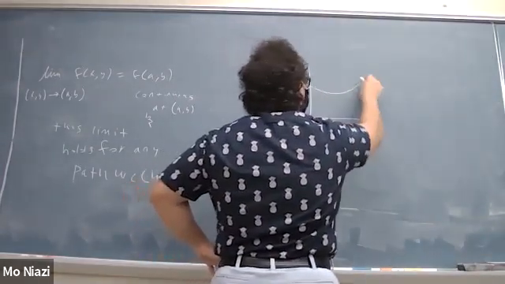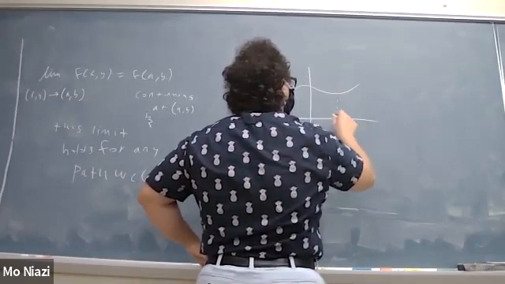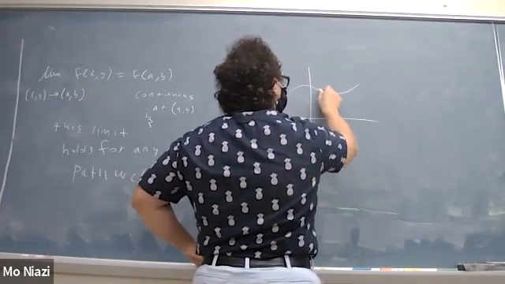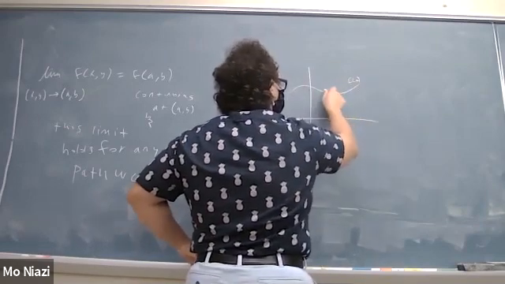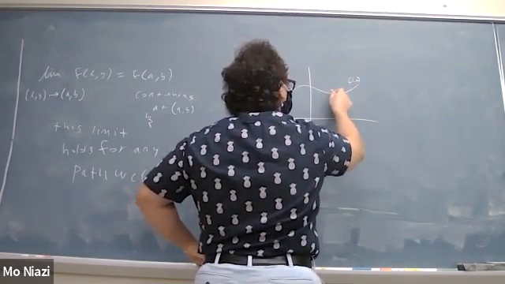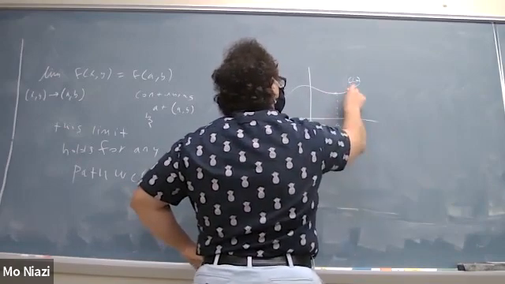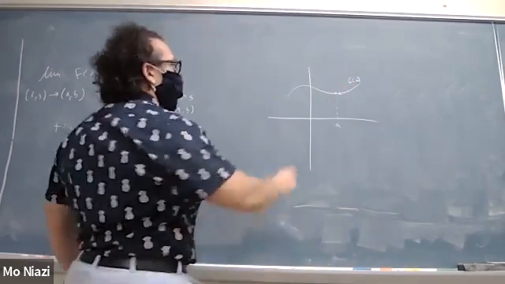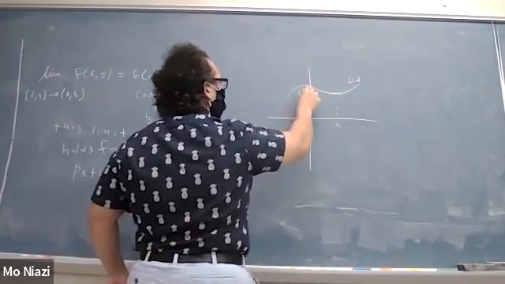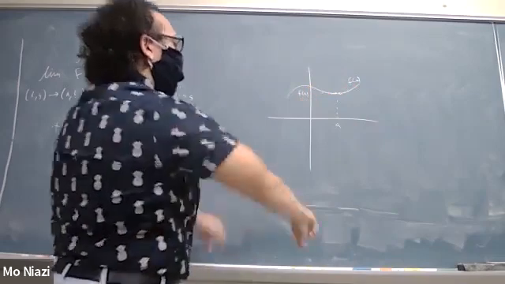In 2 dimensions, here's some a. So the limit, here's my f of x. The limit as x approaches a from the left and from the right, they converge to give us our f of a. So the limit exists and it equals f of a.